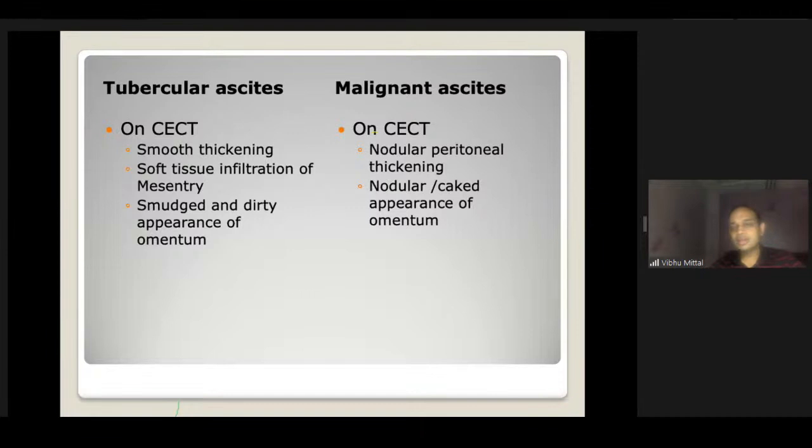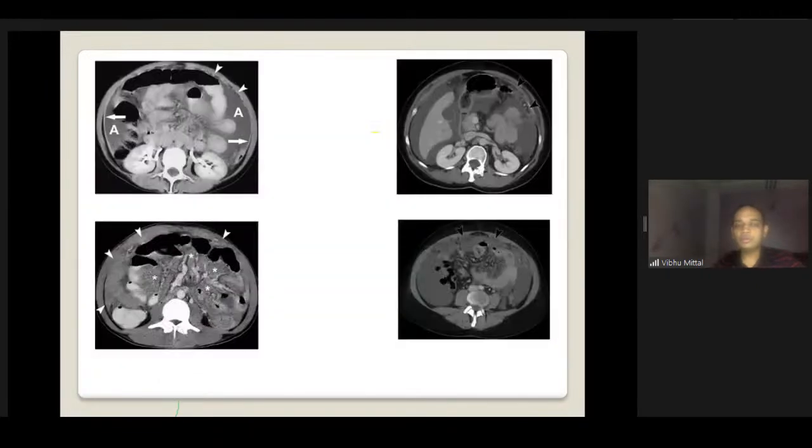So, are there any clues? I said on imaging they would both have some nodular enhancement, etc. But yes, there might be some clues. In tubercular ascites, the thickening of the parietal peritoneum would be a smooth thickening. There would be soft tissue infiltration of the mesentery, a smudged and dirty appearance of the omentum, while in malignancy maybe a caked appearance of the omentum. So these are the two images.